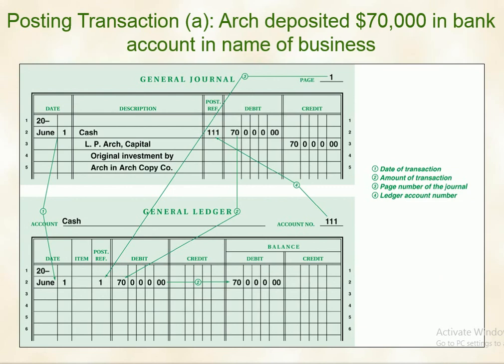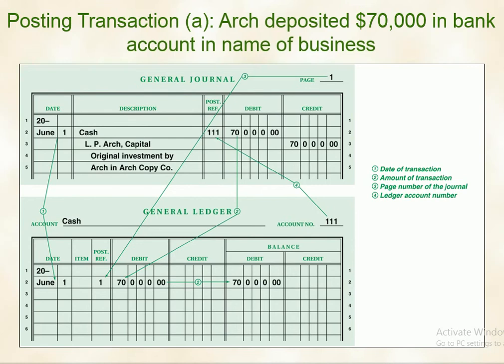Look at the ledger accounts for the two transactions that we have dealt with in the journal. A transaction was normally recorded first in the journal, then posted to the ledger. What was the transaction?